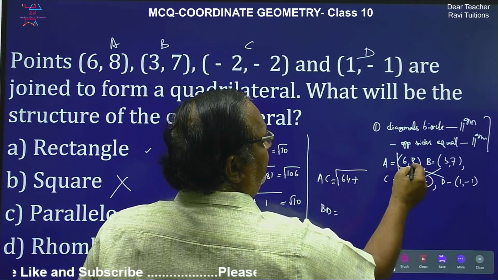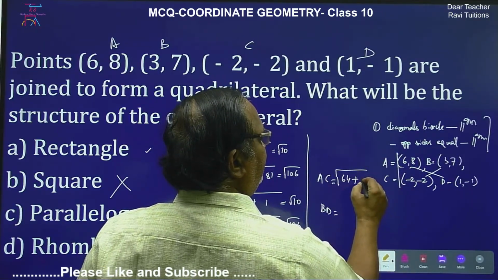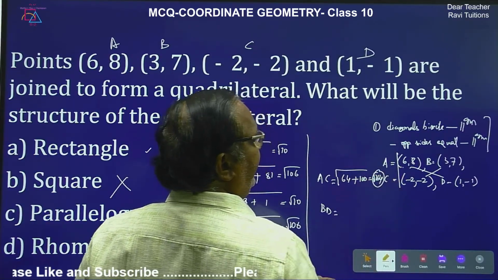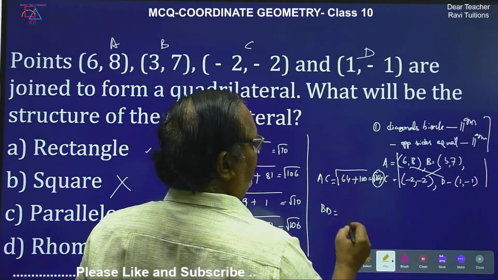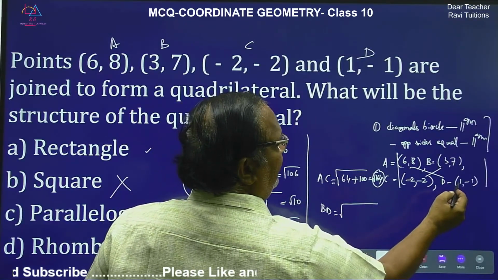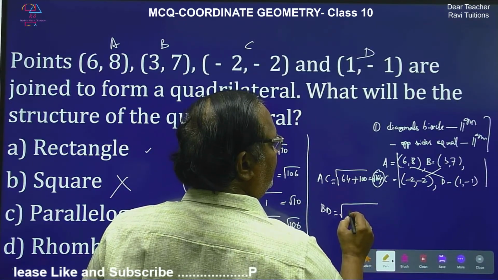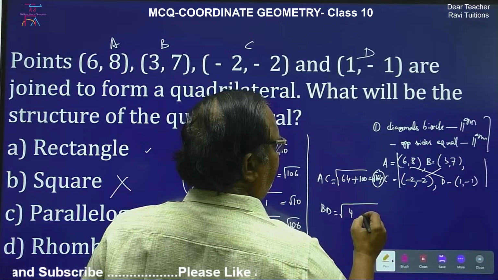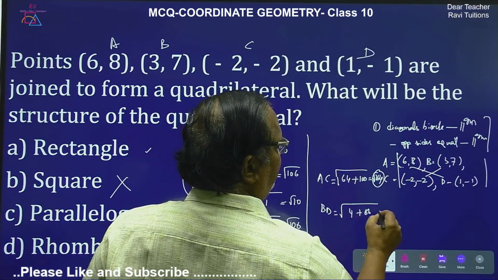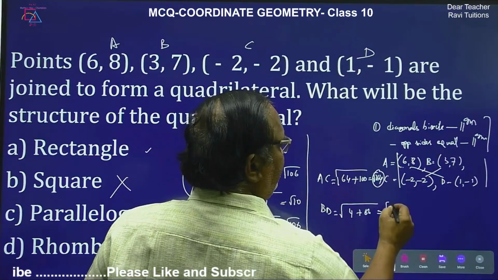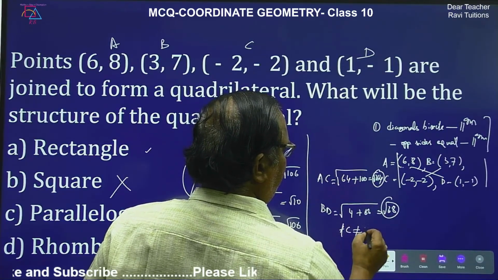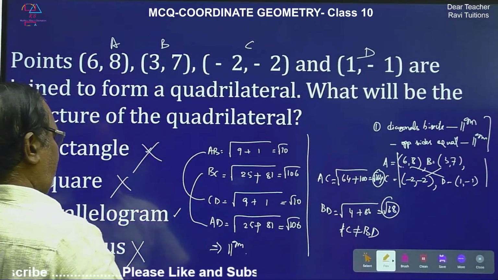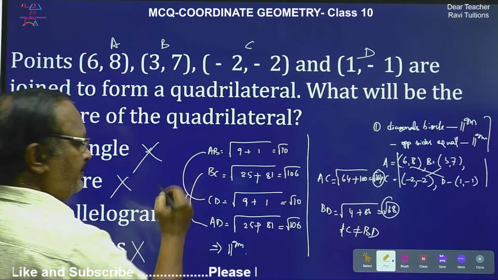Minus 2, minus 8, minus 10, 100. So 164. Now BD. BD is these two. So 1 minus 3 is minus 2, so 2 whole square is 4. Minus 1 minus 7 is minus 8, so 8 whole square is 64. So 68. That means AC is not equal to BD. Diagonals are not equal, so it is not a rectangle, it is a parallelogram.